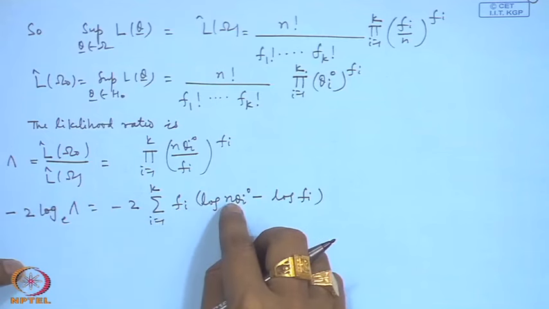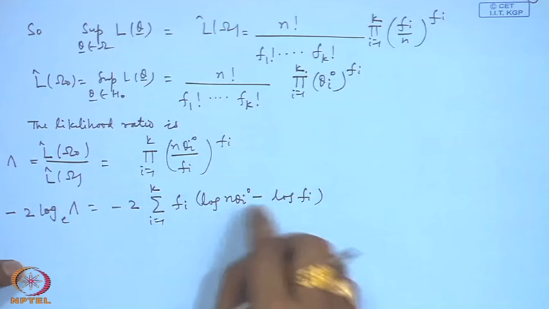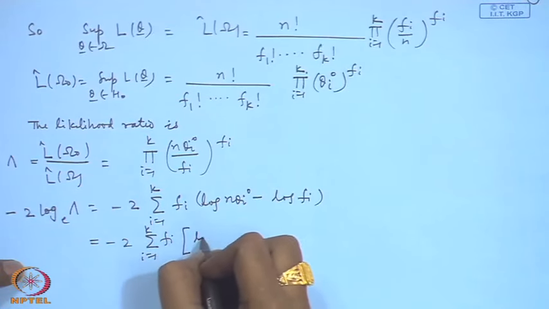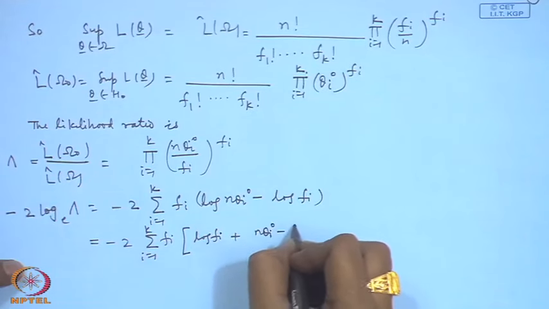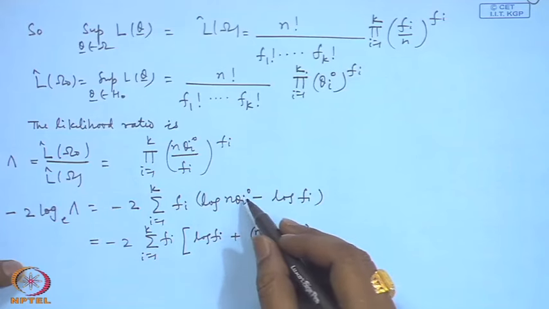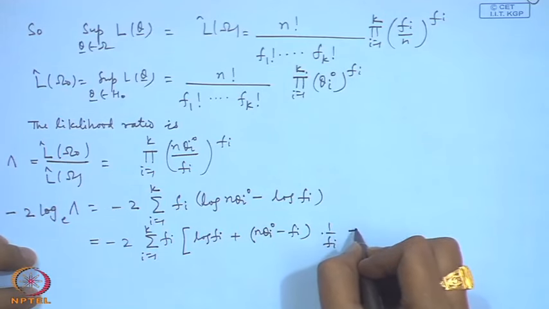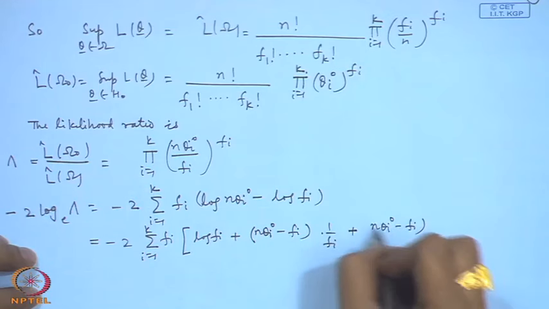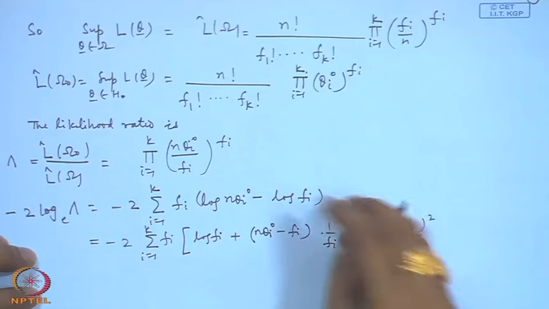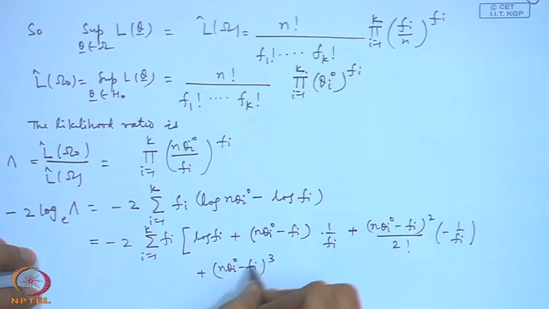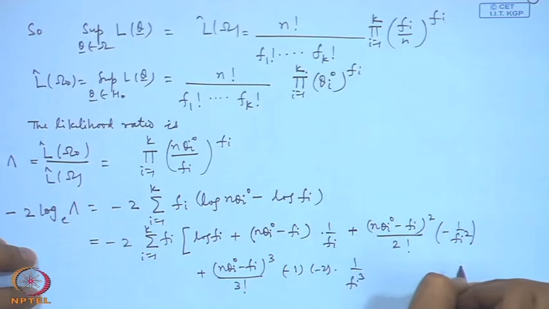Now, this term log of n theta_i0, I expand around f_i. So that is equal to minus twice sigma i equal to 1 to k f_i [log of f_i plus (n theta_i0 minus f_i), then the derivative of this, that is becoming 1 by that at f_i. So it is simply becoming 1 by f_i. Then the second term will give me (n theta_i0 minus f_i) square by 2 factorial. The second derivative will give me minus 1 by (f_i plus n theta_i0 minus f_i) cube. This will be square here, and so on], minus log of f_i, that is this term here.